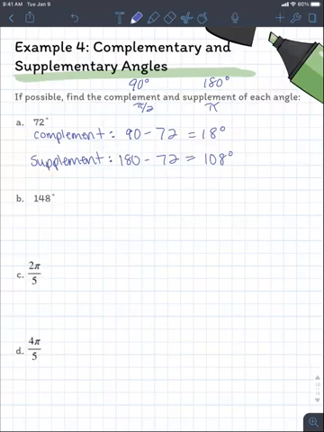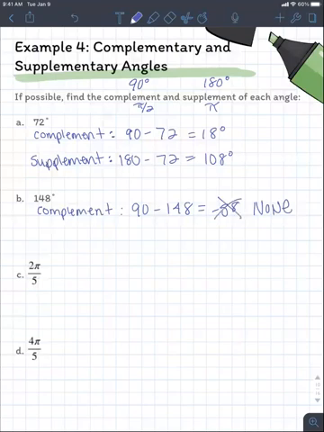Nothing too crazy. Complement adds up to 90 degrees, supplement adds up to 180. So for part B, if we're calculating the complement, if I do 90 minus 148, that gives me a negative answer. So I'll actually compute that for you just so we can have that answer on there. So we can't have negative 58. So we would say none. Okay, so your complement and your supplements have to be positive numbers. Since that's a negative number, it doesn't have a complement. Cool?